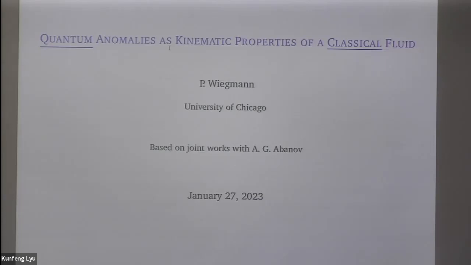So all are exact solutions using Bethe ansatz and delta. And he did many different things and got a number of prizes, of which the Sager Prize is one, the Humboldt Fellowship is another, and there's a list of other awards, mostly from European institutions. So it's really great to welcome Paul today. He will be talking about quantum anomalies as kinematic properties of a classical fluid.